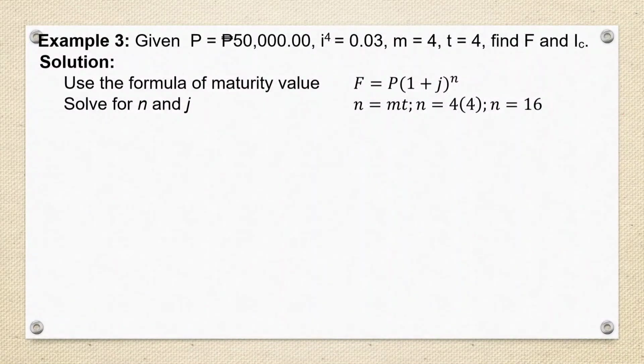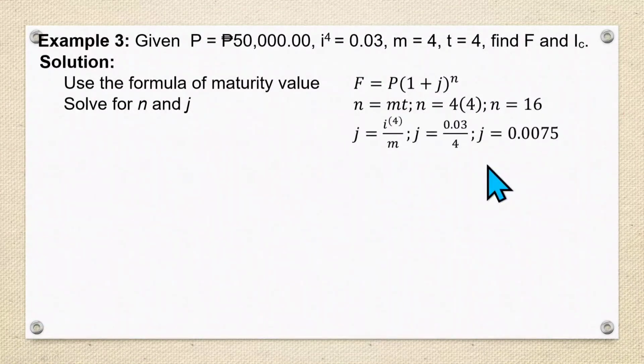So unahin muna natin ang n and the j. So n is equals to m times t, which is 4, which is the m, and then times 4, which is the t, and then n is equals to 16. So 4 times 4 is equals to 16. And then for the j, so j is i4 divided by m, which is 0.03 divided by 4. So j is equals to 0.0075.